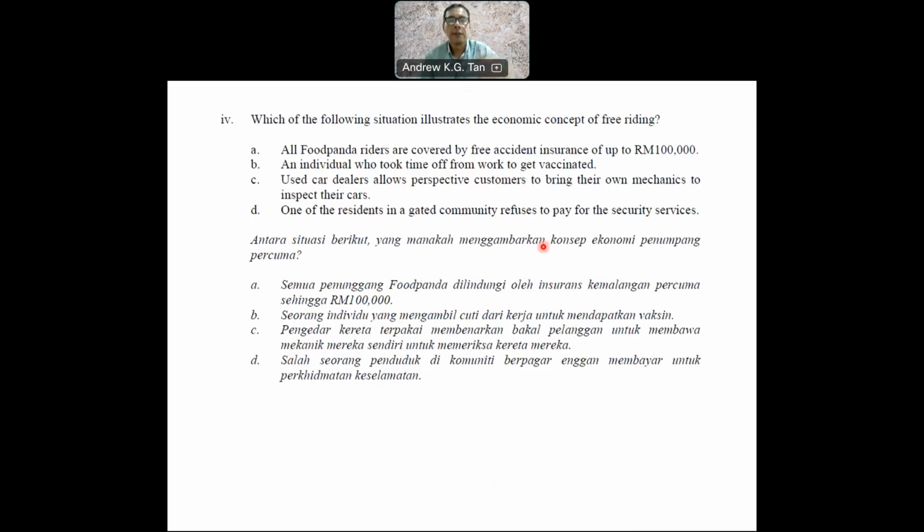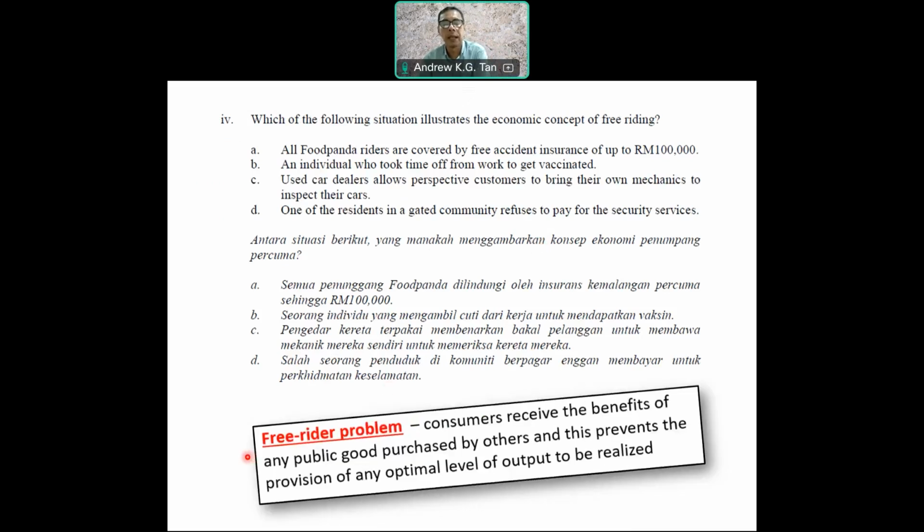Number 4, which of the following situation illustrates the economic concept of free riding? Free rider, the definition of free rider problem: consumers receive the benefits of any public good purchased by others, and this prevents the provision of any optimal level of output to be realized. A, all Foodpanda riders are covered by free accident insurance of up to 100,000 ringgit. Is it free riding? Or B, an individual who took time off from work to get vaccinated.